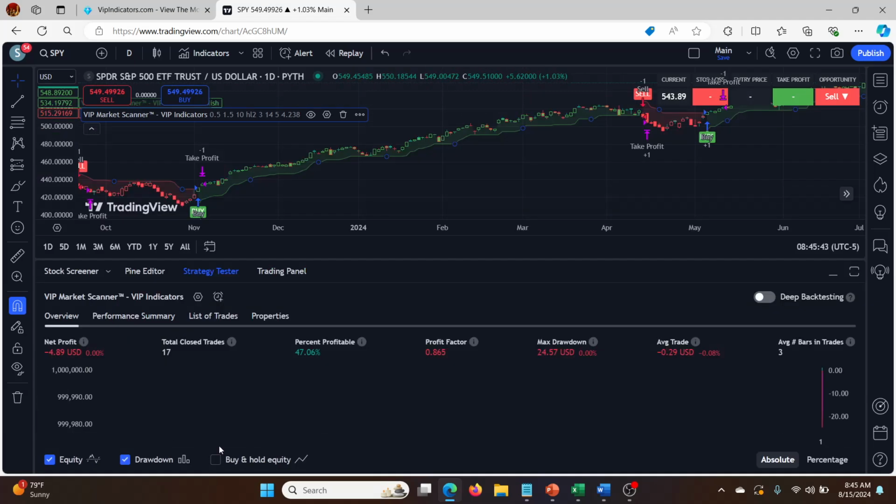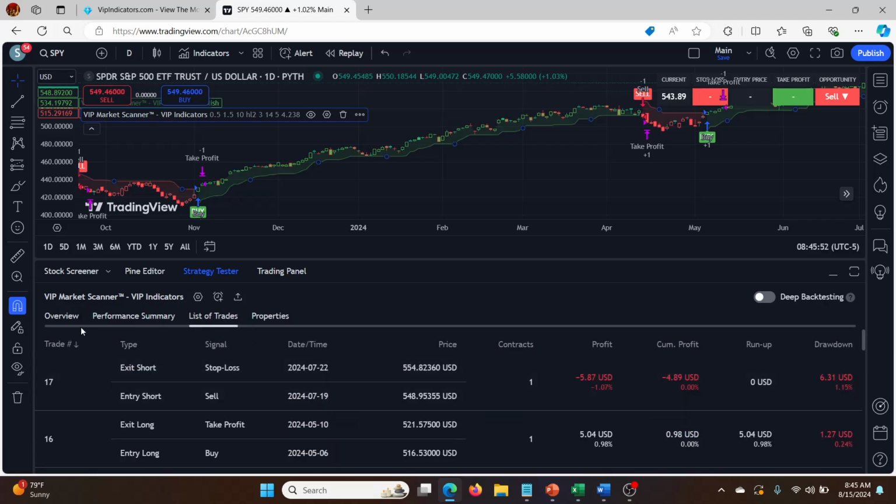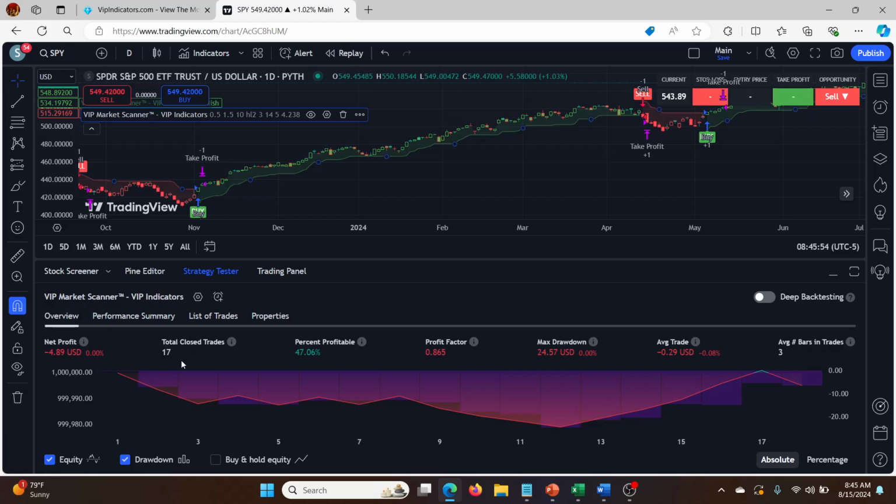You go to strategy tester, you get the data, right? So you can do performance summary, and it gives you the gross profit, gross loss. They give you all the list of trades that are included. I think there's like 17 in this one. Yeah, 17 closed trades. So here's the problem I have.